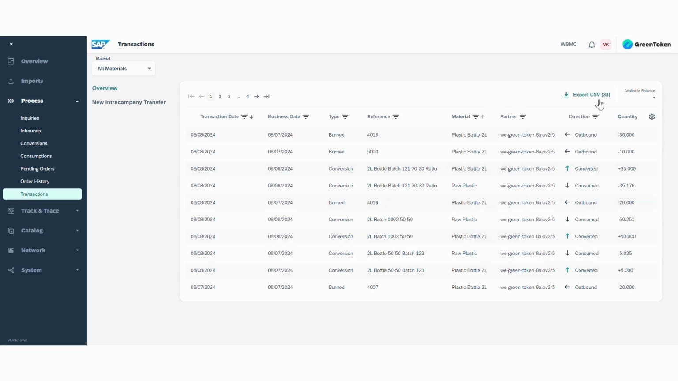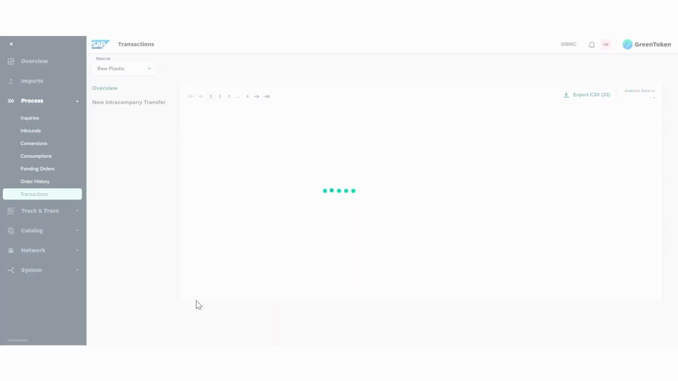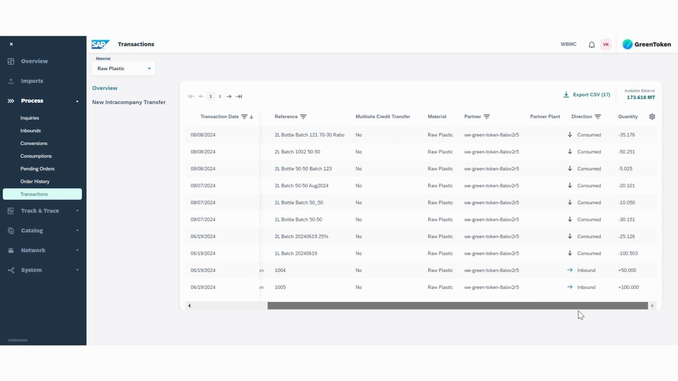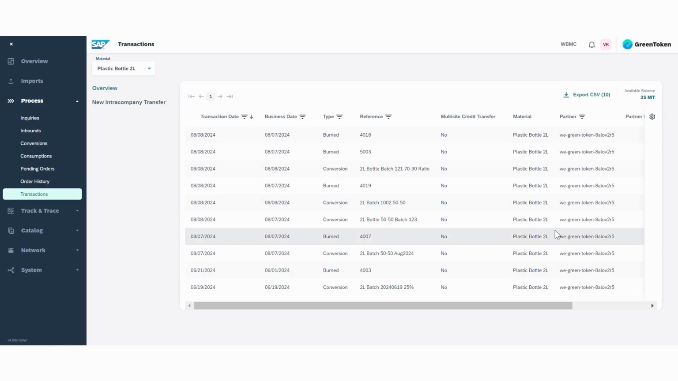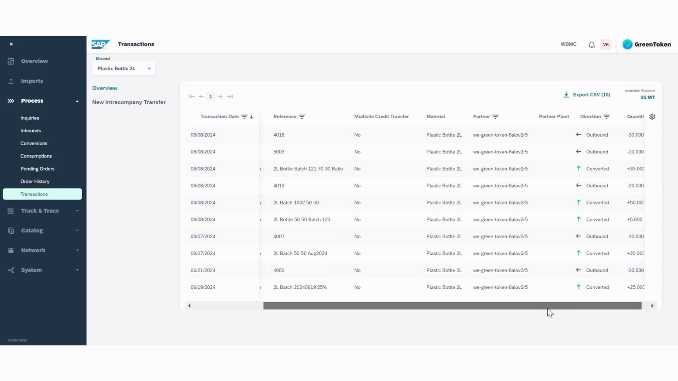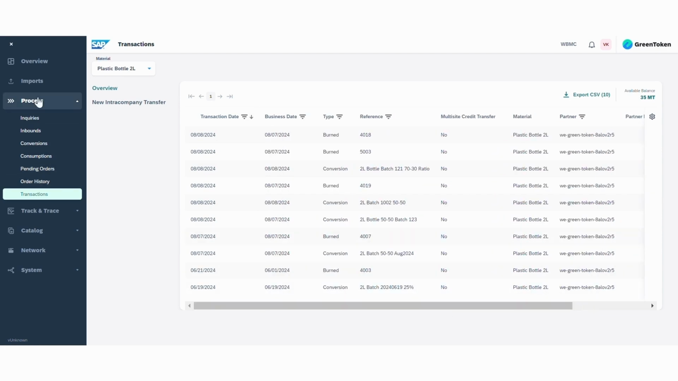In the next screen, we can see the details of all of the transactions that have happened. We can download this in a CSV file, but we can also focus on a particular material. Let's say, in this case, the raw material. We see all of the inbound transactions and all the consumption transactions. If you look at a finished product, we see the conversions, the outbound, and so on. So this is the process.